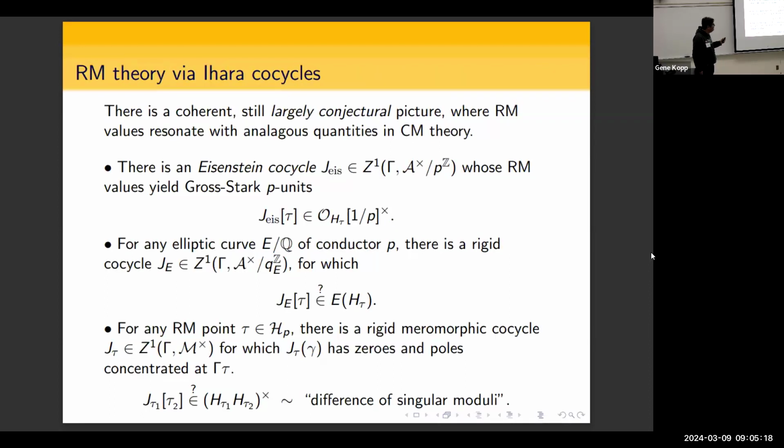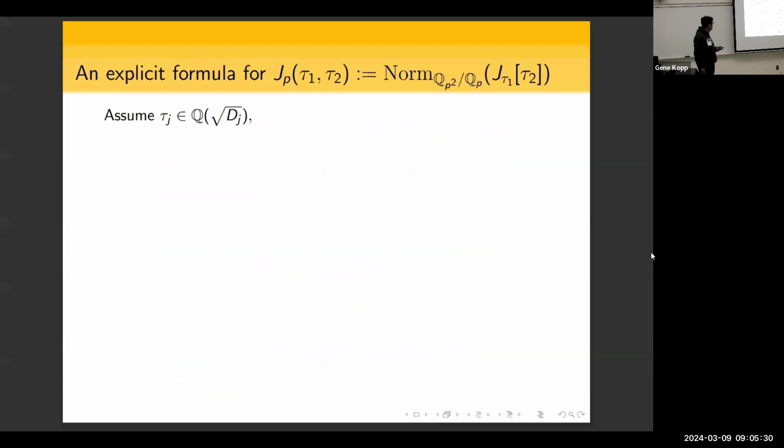Okay, and these are the kind of objects which we would very much like to have complex analytic invariants of. I'm going to say now a few words about what we can prove in this third setting about the algebraicity of the corresponding invariants. So I'm going to now look at this J_tau1 of tau 2. This is a quantity which is conjecturally defined over the compositum of abelian extensions of Q(tau 1) and Q(tau 2). But on the other hand, it also belongs to a quadratic unramified extension of Q_p. So I'm going to take a slightly weaker invariant where I take the norm from Q_p squared down to Q_p.